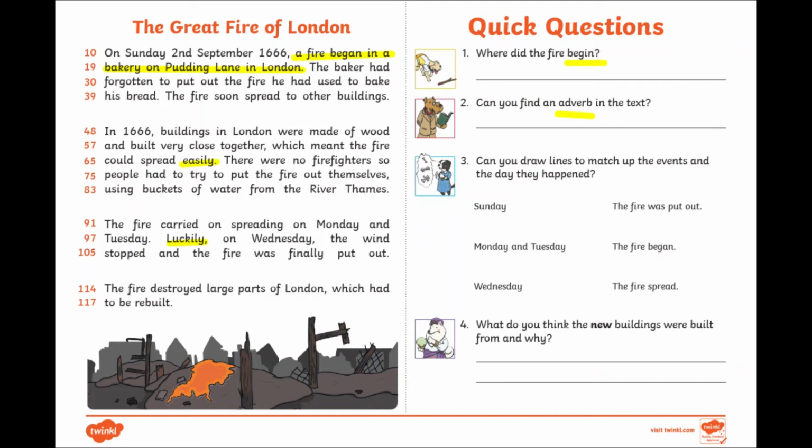So luckily is another adverb. And actually there is another one in this sentence. Finally. The fire was finally put out. So put out, that's our verb. And finally is describing the verb. It's describing when that happened. So this one is a time adverb. Well done. If you got all three of those, you can have 3 ticks.